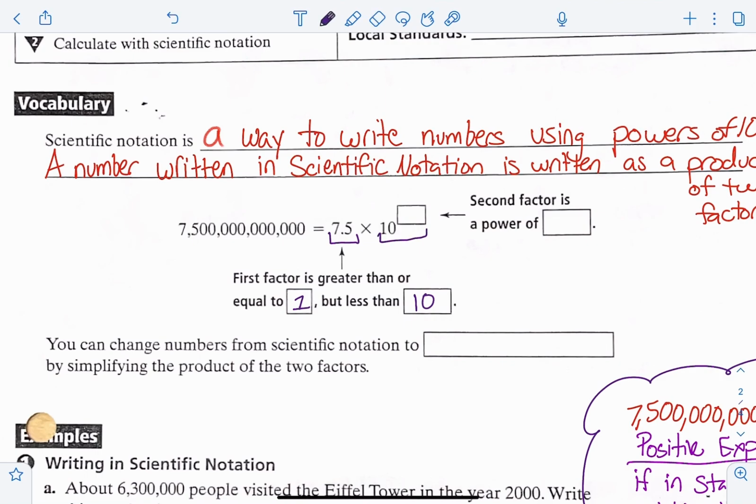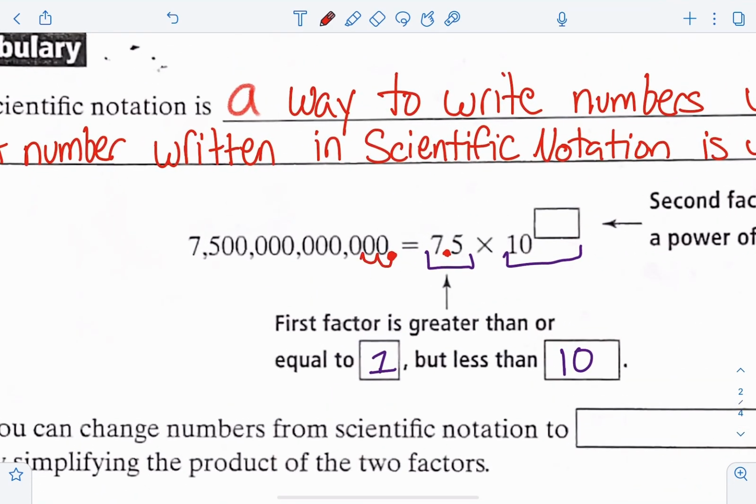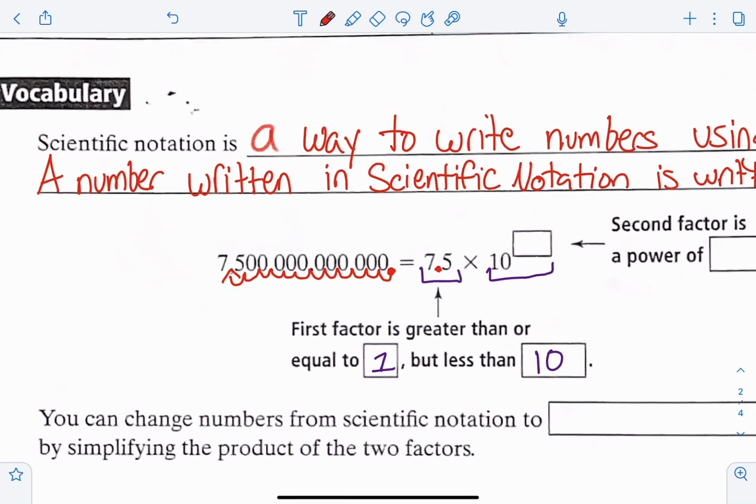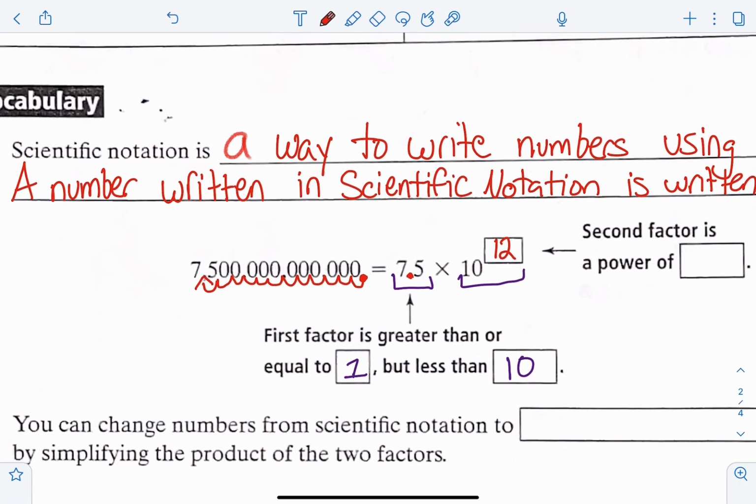To figure out what the power is going to be, do you see how the decimal is between the 7 and the 5 on this one? Well, on this big number, since there's not a decimal written, it's implied that it's at the end. So to figure out the power, we have to count how many times we move that. If I go 1, 2, 3, 4, 5, 6, 7, 8, 9, 10, 11, 12, then it ends up between the 7 and the 5, which is where I want it. Since I had to move it 12 times, my exponent is going to be 12.